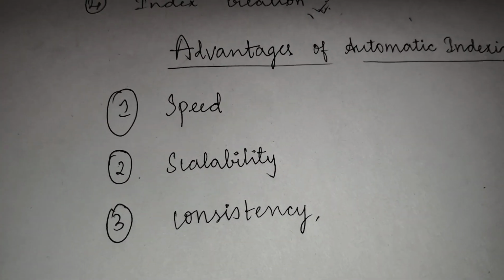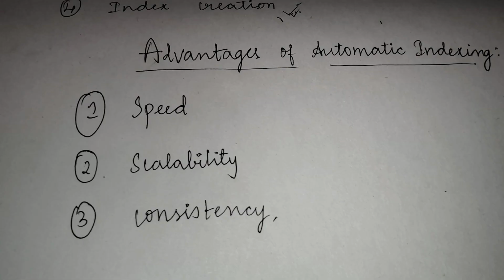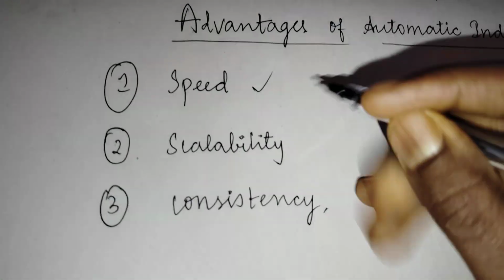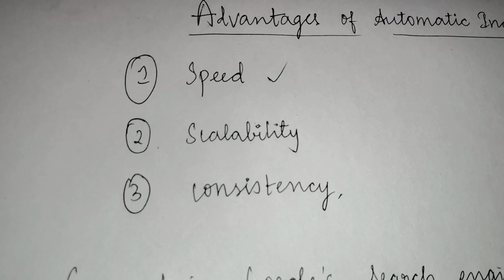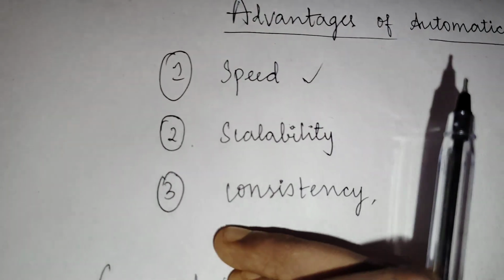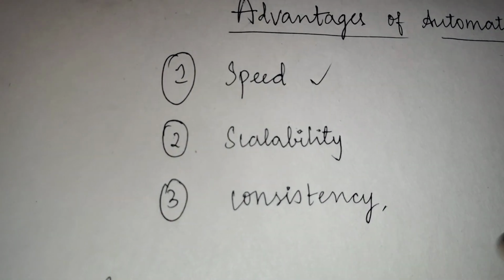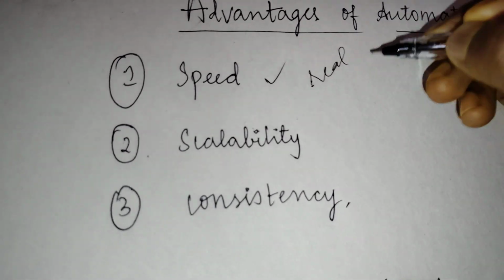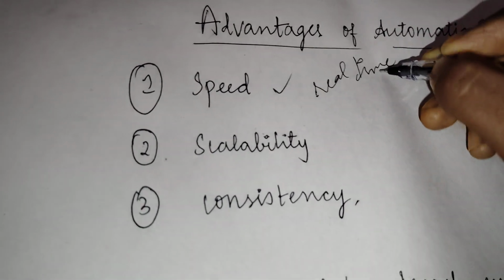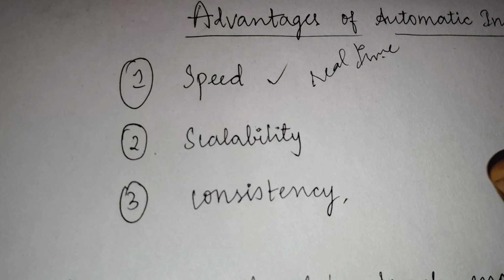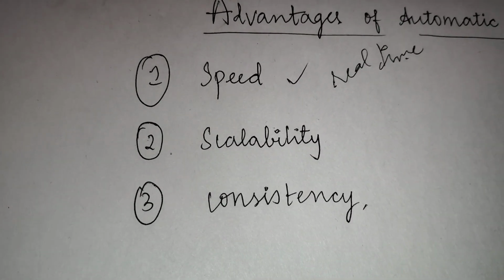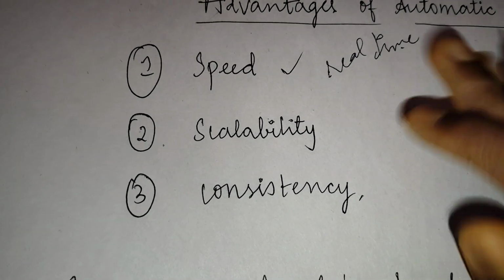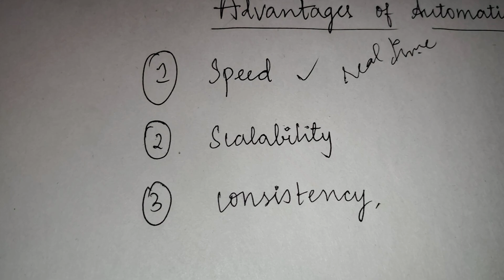Now coming to the advantages of automatic indexing. As you can see, first one is speed. Since the process is all automated, large volumes of data can be indexed rapidly, enabling real-time updates and quick access to new information. Whatever new information you want to get, you can get it just in seconds. So that speed is there in automatic indexing.